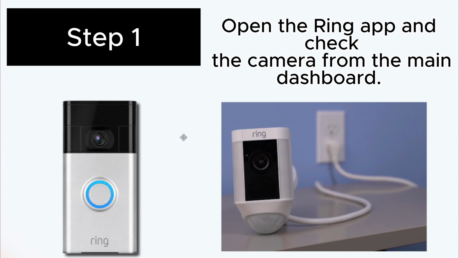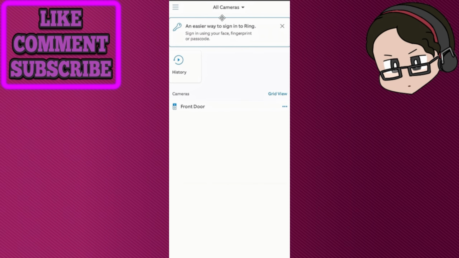Since the Ring support page says that the offline Ring devices can show a P1 type of error code. So go ahead into your app. You should be able to see your cameras, and if there's an offline icon, tap it and follow the troubleshooting steps shown in the app.